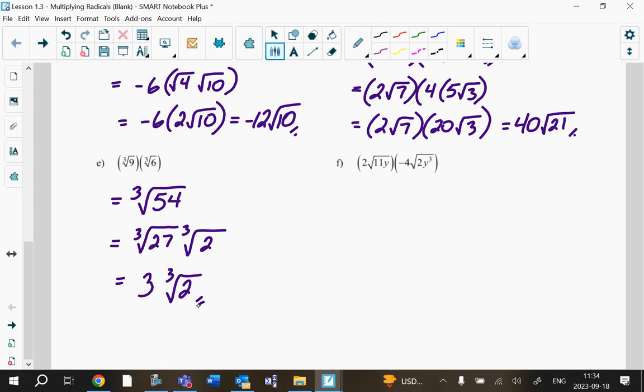Oh, this one's got some variables and exponents. Okay, let's multiply. No, because we're multiplying first, right? When we simplify, we split them. Negative 8.